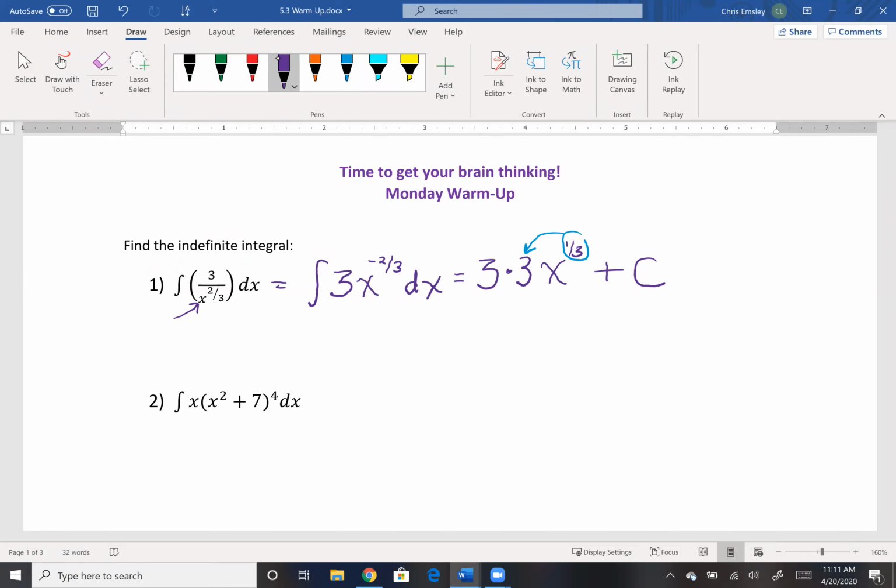So we do just want to do a little bit of simplifying. We can take this 3 times 3 and turn that into 9. So that would be our final answer for number 1. Once you see the trick, it's a pretty easy problem, but I can see maybe starting out, if you don't recognize that right away, then it's kind of tricky.